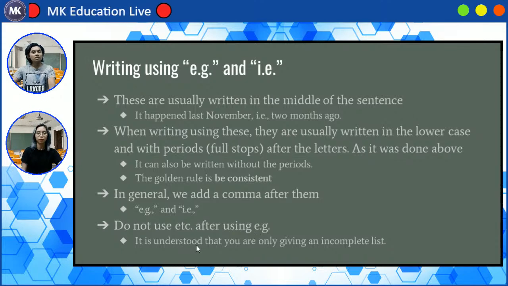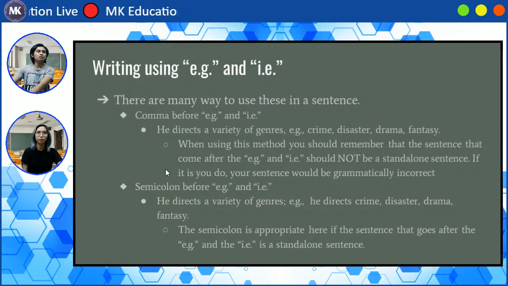It is already understood that you are only giving an incomplete list, so you do not need to put e.g., which means you don't need to put etc. after using e.g., because etc. also means and other things that I did not mention. Okay, now there are many ways to use these in sentences.